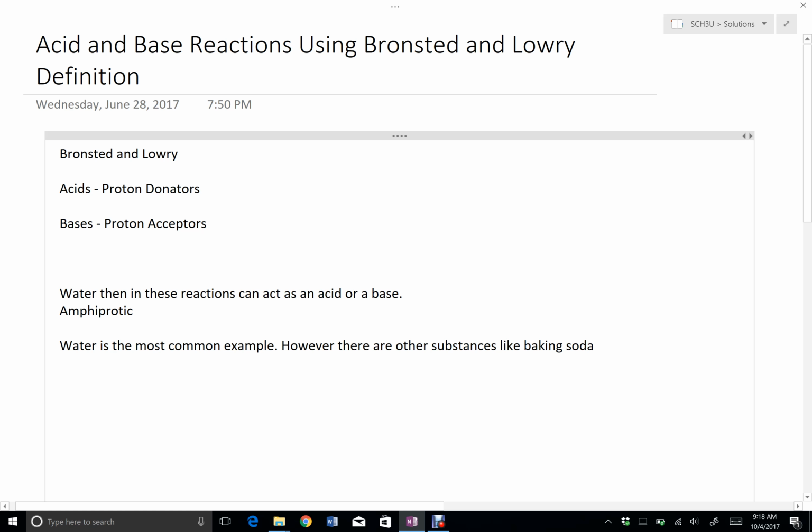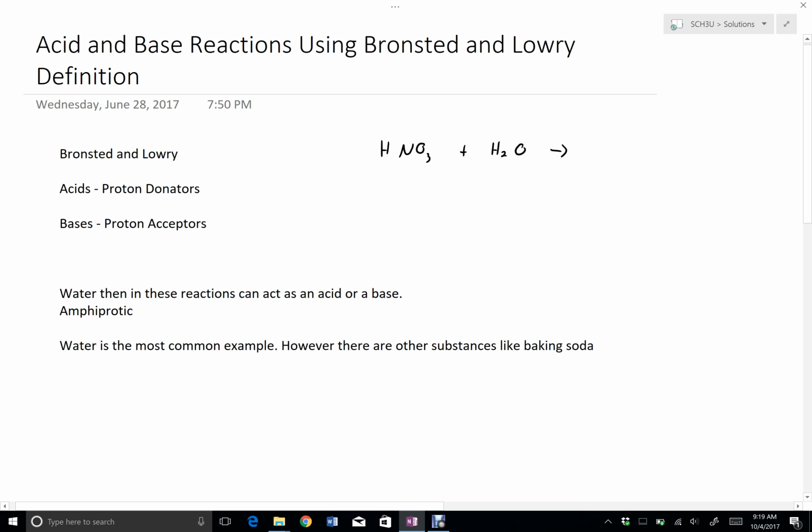Okay, so in the last video I talked about a definition for an acid and base using the Bronsted-Lowry definition, and we adjusted our idea to think of acids as proton donators. So if I have something like HNO3 and we view it as reacting with water, then we see that it donates its proton to the water to form H3O+, which we call hydronium. And the remaining anion can remain dissolved in solution.